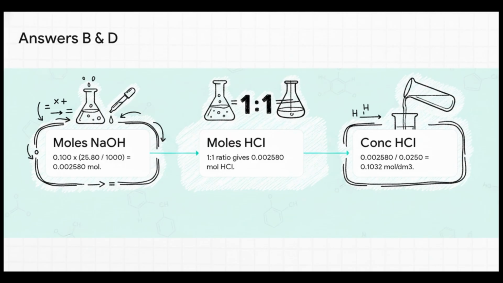Step 2, we state our 1-to-1 ratio, which means we also have 0.002580 moles of HCl. Step 3, we calculate the final concentration by taking those moles and dividing by the original acid volume in decimeters cubed, which is 0.0250. This leaves us with 0.1032 moles per decimeter cubed.